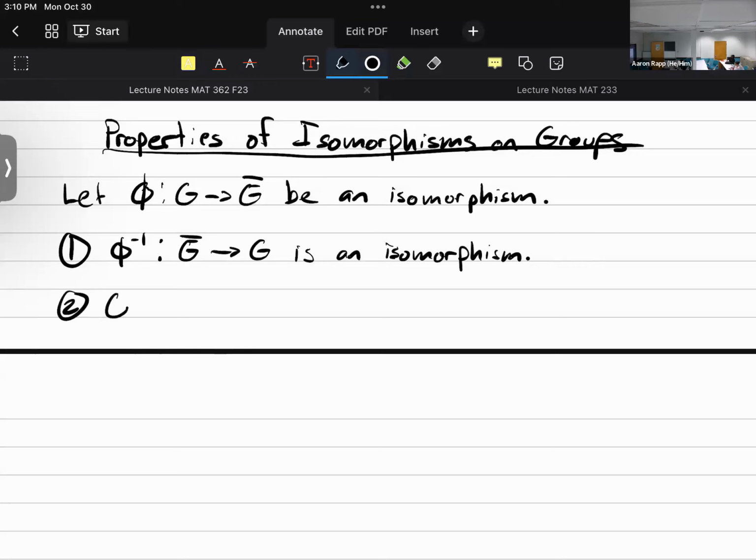Second, as a direct consequence of that commutativity property, saying that isomorphisms need to preserve commutativity of elements, we get that the domain G is abelian if and only if the codomain G bar is abelian. But also, because of that first property that we just wrote out, I don't have to look at it from just that perspective. I can flip it all around. G bar will be abelian if and only if G is abelian.